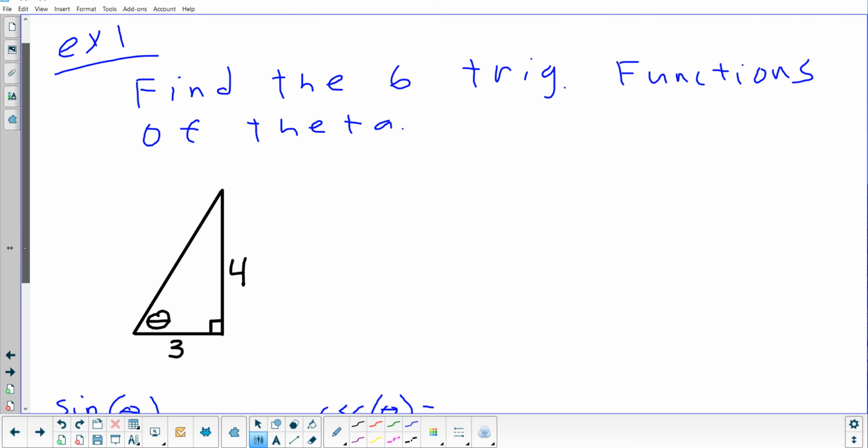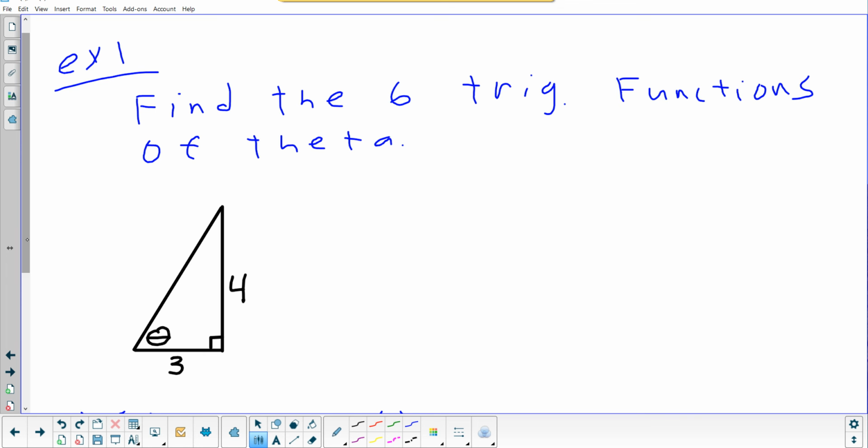an example that asks us to find the 6 trig functions of theta. Now, you could do some of them right now, but you're missing something to be able to do all 6. What am I missing? Yes, the hypotenuse. So the first thing you want to do is find the hypotenuse. How can you find the hypotenuse if you know 2 of the sides already?